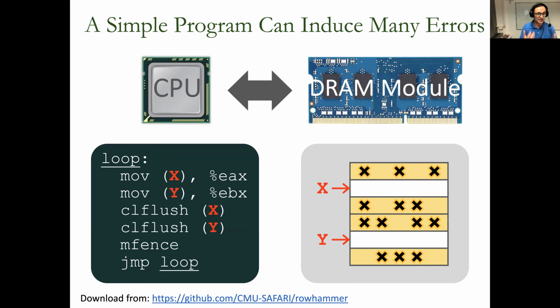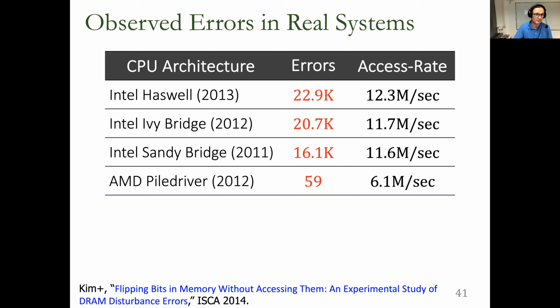So actually the error rates that I've shown you are much larger if you do this double-sided RowHammer, if you choose X and Y carefully such that you sandwich one row in between them. And we showed in our original work that on Intel and AMD systems, we observe real errors, but there's nothing special about Intel and AMD. As long as you can access memory fast enough within a refresh interval, you can get these errors. So essentially all memory controllers are able to do that today.